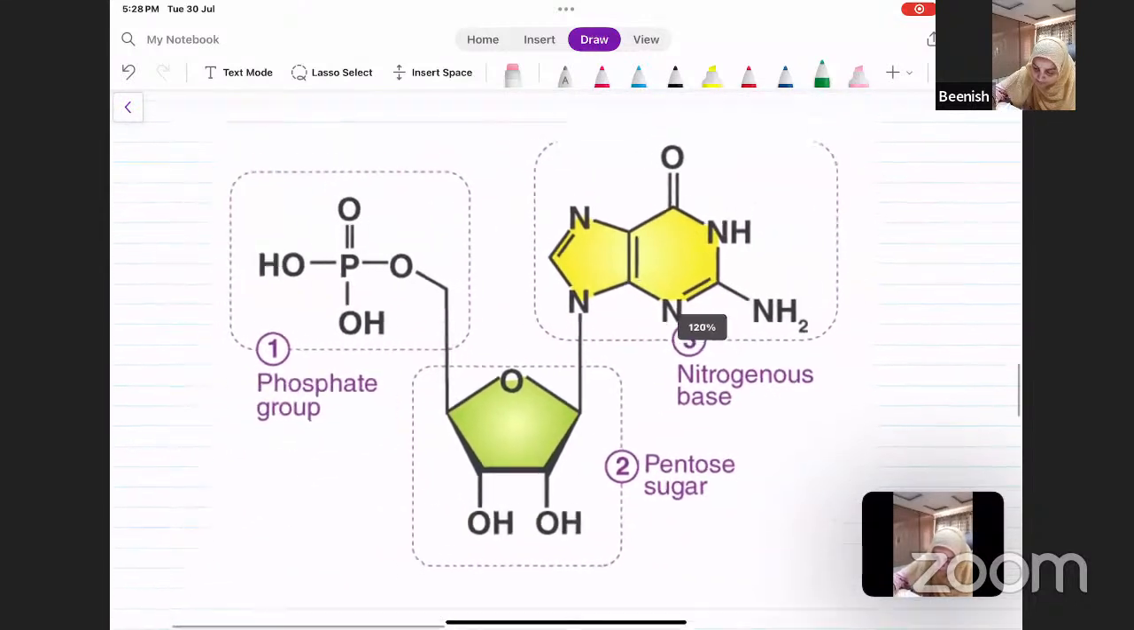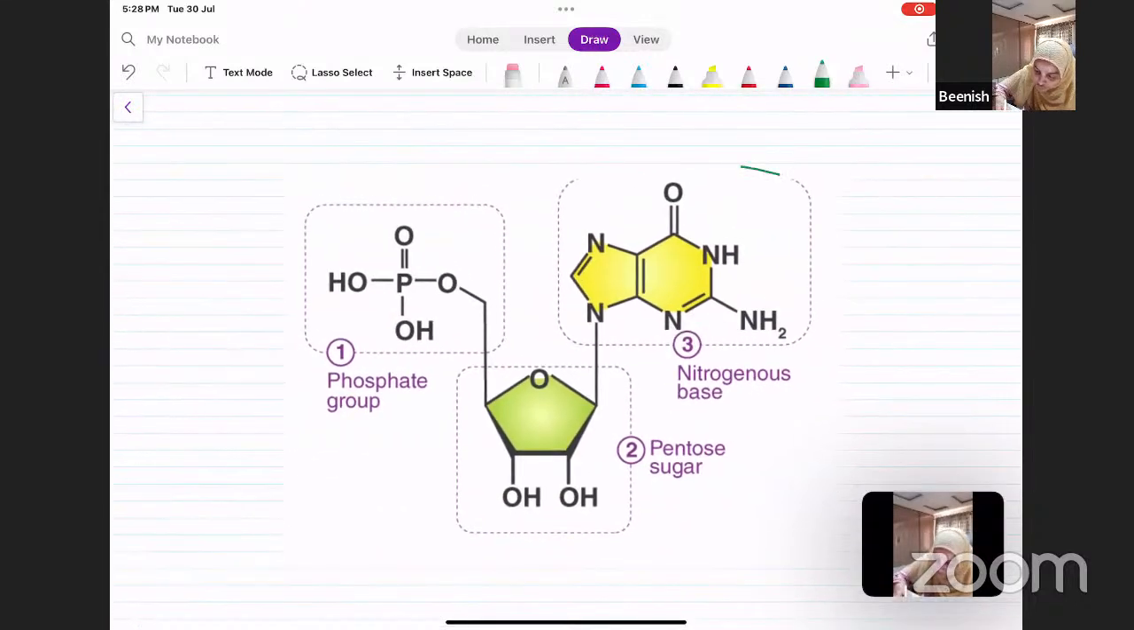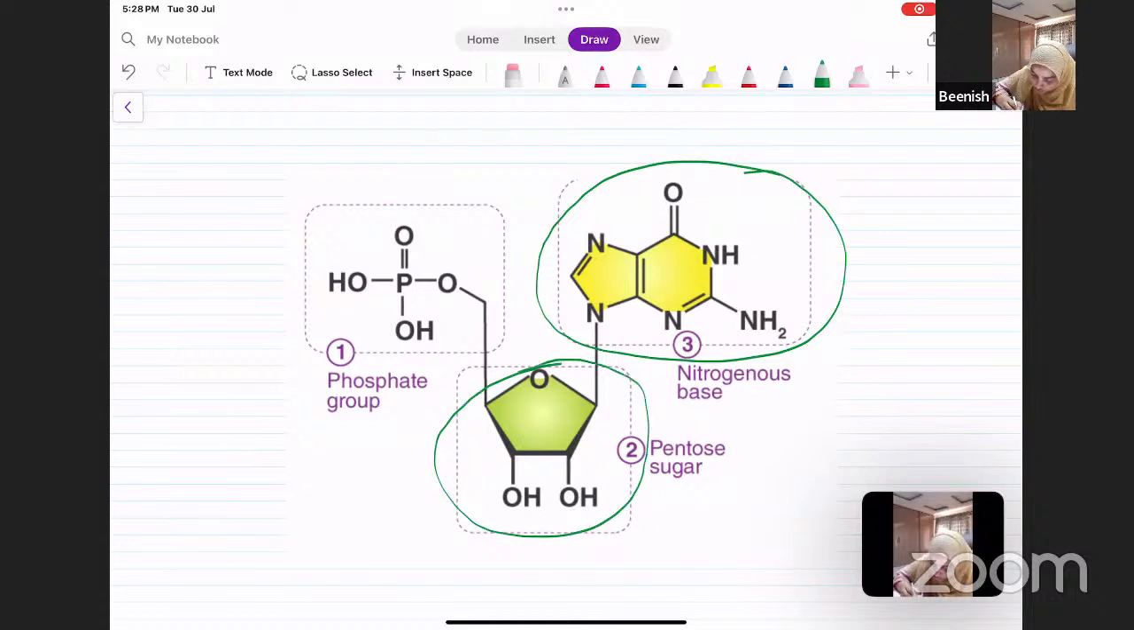Here, have a look. This is your nitrogenous base, and this is your pentose sugar. Your pentose sugar, via carbon 1 and this beta N glycosidic bond, is connected to nitrogen 9. This is a purine.